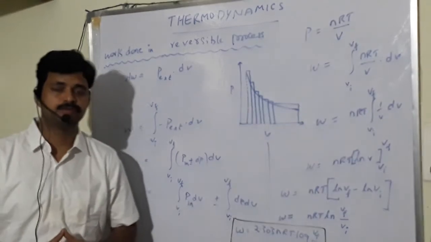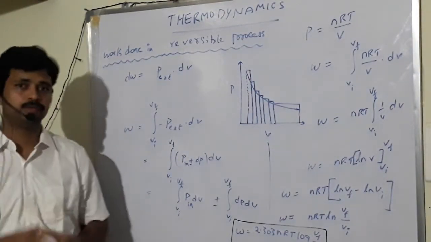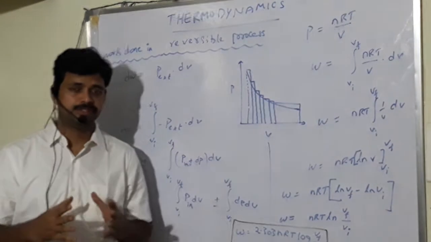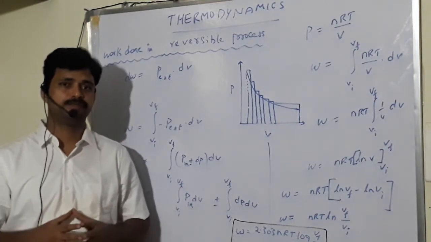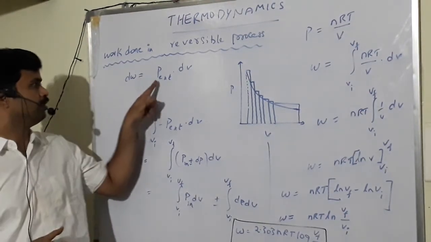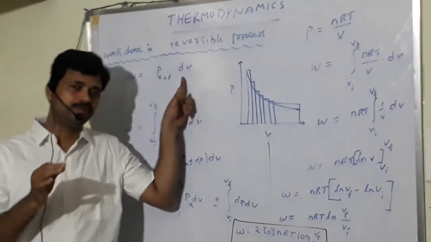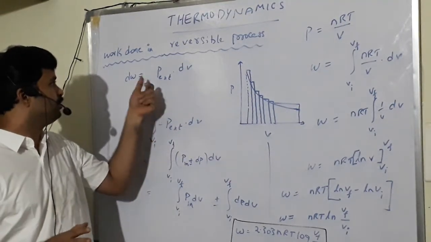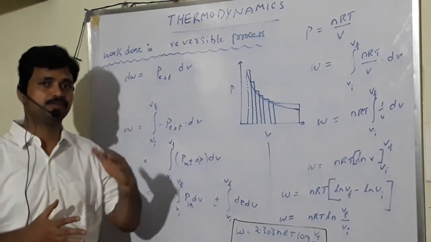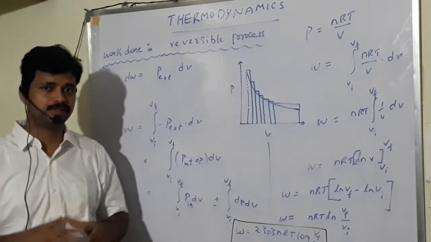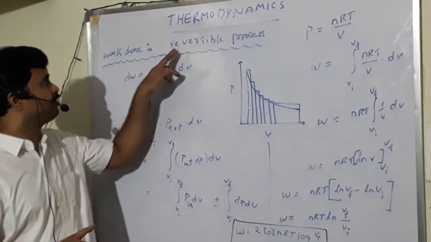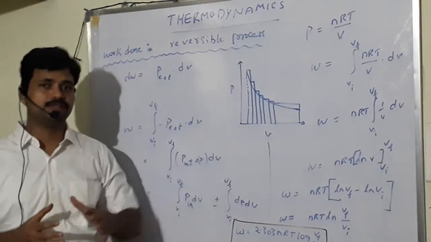So in the last video we did the work done calculation. We took a frictionless piston and cylinder. We calculated the work done, dW equal to external pressure into infinitesimal change in volume. If it is negative, work is done by the system. If it is positive, work is done on the system. It's a conventional sign. With the same expression, we can calculate the work done for a reversible process.